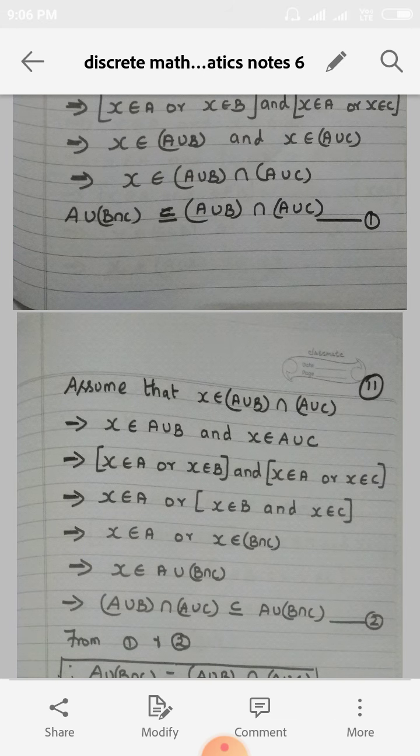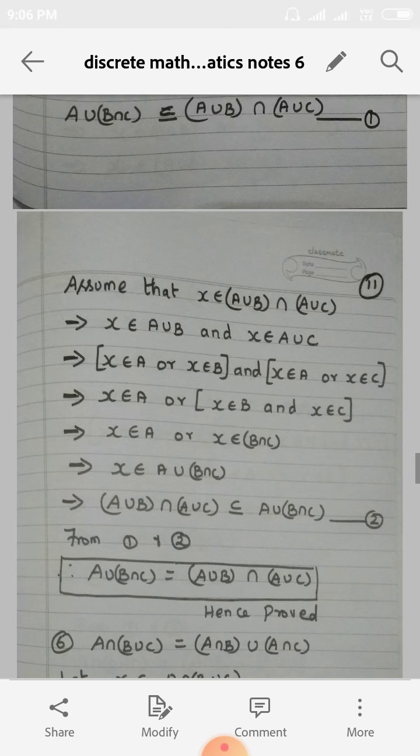Now consider the right hand side. Assume x belongs to A union B intersection A union C. So intersection means we have to write the AND. So x belongs to A union B and x belongs to A union C. So next split the union. Union is nothing but OR. So x belongs to A or x belongs to B and x belongs to A or x belongs to C.